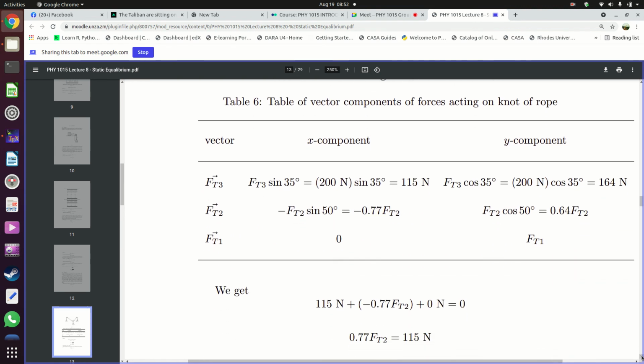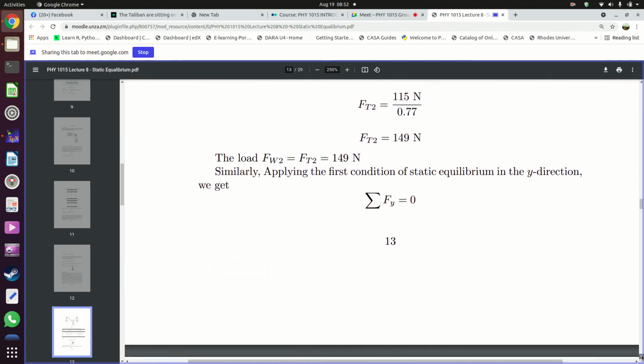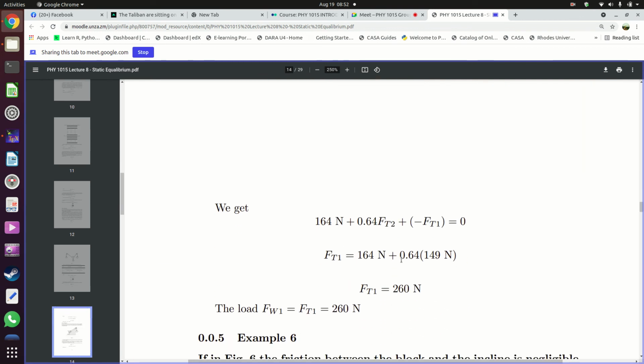When we move to the y components, we are adding this 164 newtons plus this 0.64 FT2, then plus minus FT1, this is the minus. So when we add those bits, it looks like here I made the correction properly. So you're going to have 164 newtons plus 0.64 FT2 plus minus FT1, which equals 0. We are looking for this. We already know what this is now.